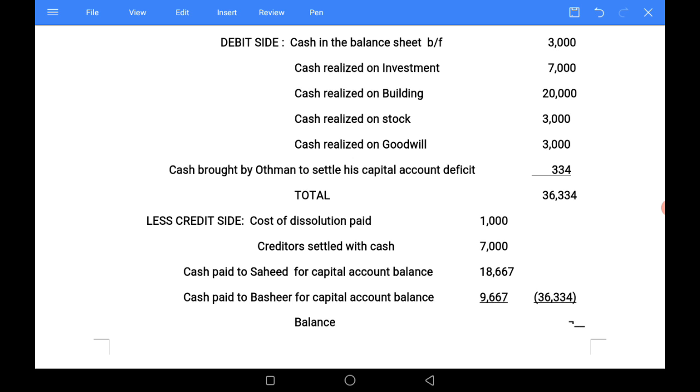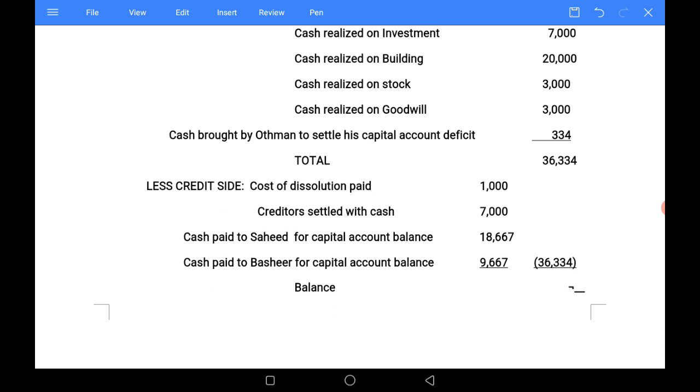cash paid to Saeed for capital account balance, 18,667. Cash paid to Bashir for capital account balance, 9,667. Then there will be no balance brought down or balance carried down since the business was dissolved. That is the convenient point for us to end our discussion on the solution of a partnership.